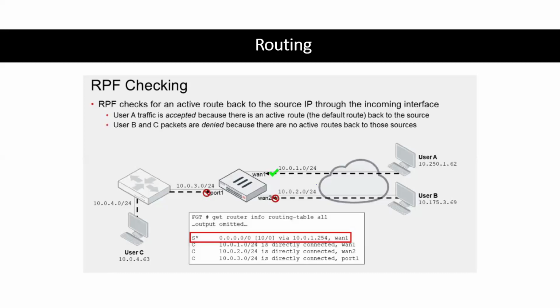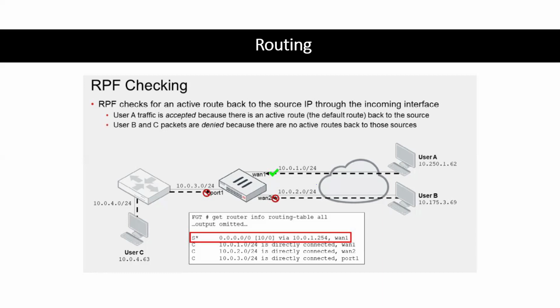Kinda. Okay, let me do it again, right? So in this scenario, user C is trying to send traffic to user A. In our routing table for the FortiGate, if you look at the slide, we don't see an existing route for the 10.0.4.0/24 network, do we? No. What RPF does is check for an active route back to the source IP through the incoming interface. For this diagram, the incoming interface is port 1, right? User C is trying to send traffic to user A.